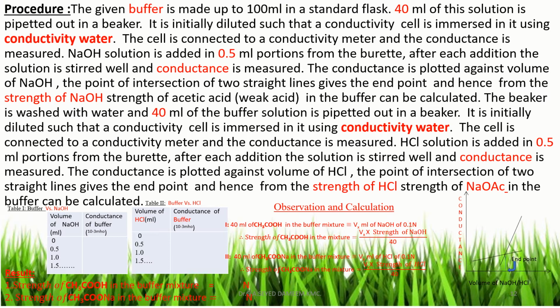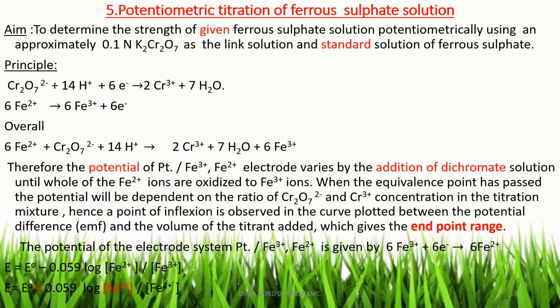Now what is the result? Result one is the strength of acetic acid in the buffer solution, and another is the strength of sodium acetate in the buffer solution. These are about the experiment, that is, conductometric titration of buffer versus HCl and buffer versus sodium hydroxide. That's all. The next, fifth experiment: potentiometric titration of ferrous sulfate solution.